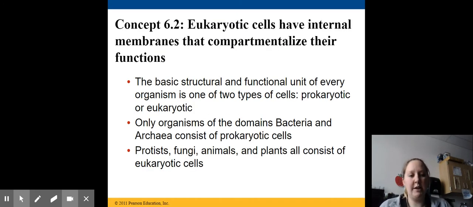So we talked about eukaryotic versus prokaryotic cells. Eukaryotic cells are those that have internal structure. Their components are compartmentalized, very specific to their function. The basic structural and functional unit of every cell is broken up into one of two types of cells, either prokaryotic or eukaryotic. Only organisms of the domains bacteria and archaea are prokaryotic organisms. The other domain is eukarya, and that consists of protists, fungi, animals, plants, and then everything else is a multicellular organism or a single-celled eukaryotic organism.